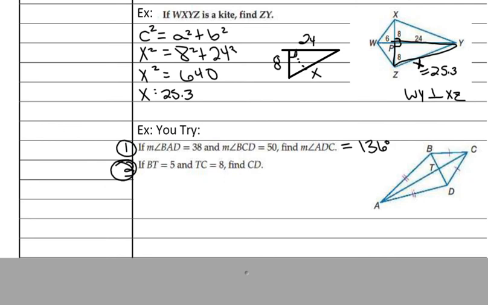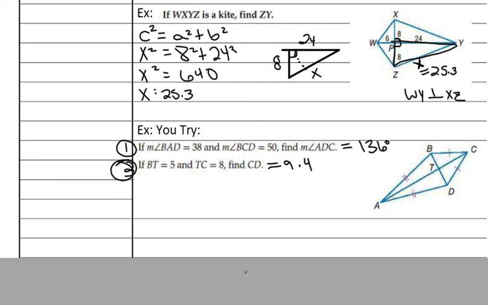Okay, so the measure of ADC, angle ADC, is going to be 136 degrees. And pause the video for number 2 and see if you get the same answer as me. Okay, and I got 9.4. If you didn't get either one of those answers, please raise your hand and let me know.